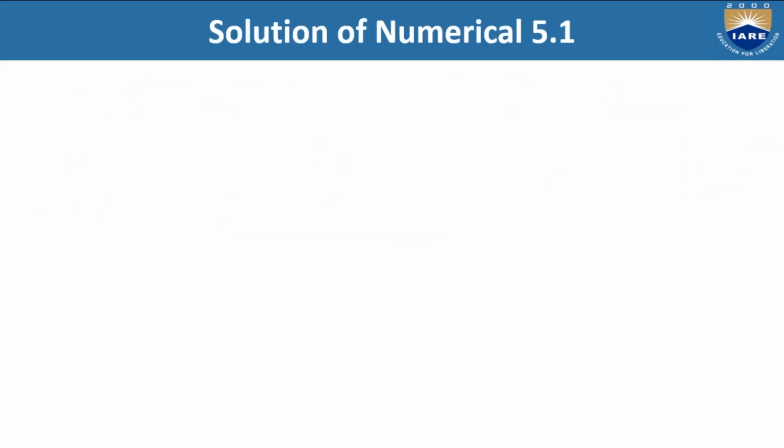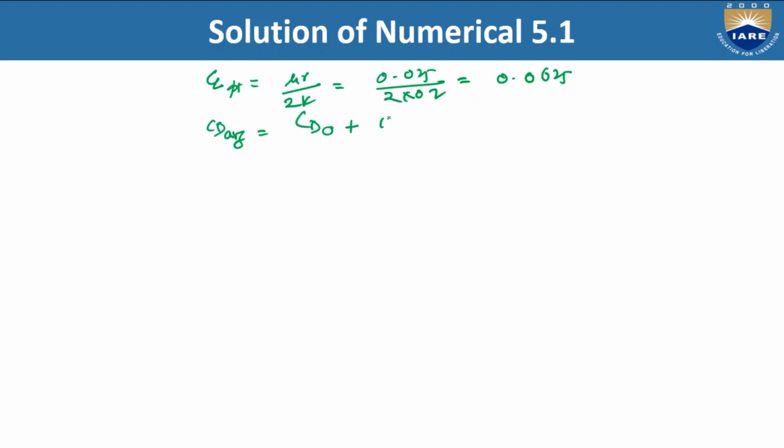So we have to find that CL is equal to mu r divided by 2K. So 0.025 over 2 into 0.2, you will get 0.0625. Now CD average, we will get CD naught plus K CL square max. So CD naught is 0.02 plus 0.2 K, CL max is 0.0625 squared. You will get 0.0208.